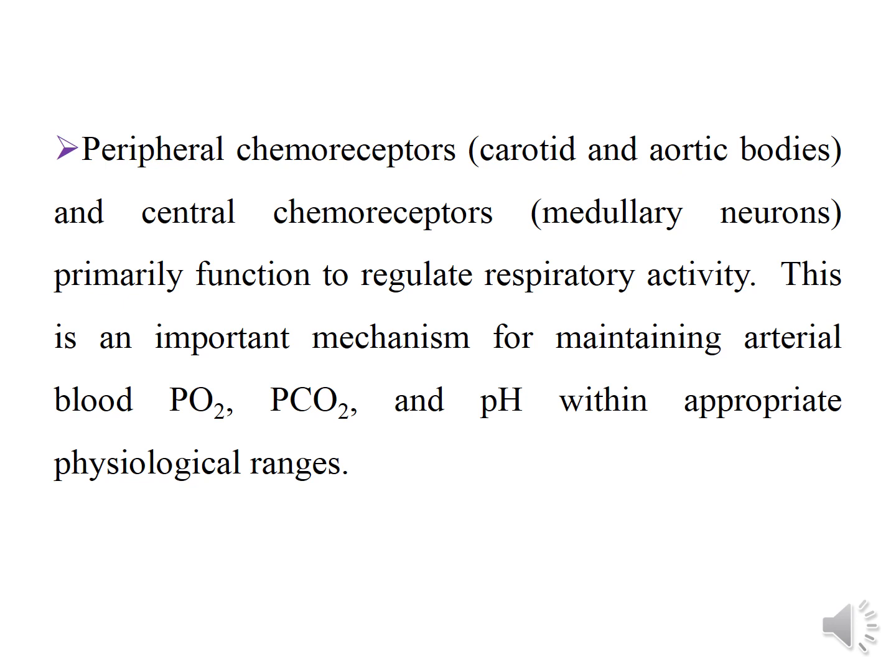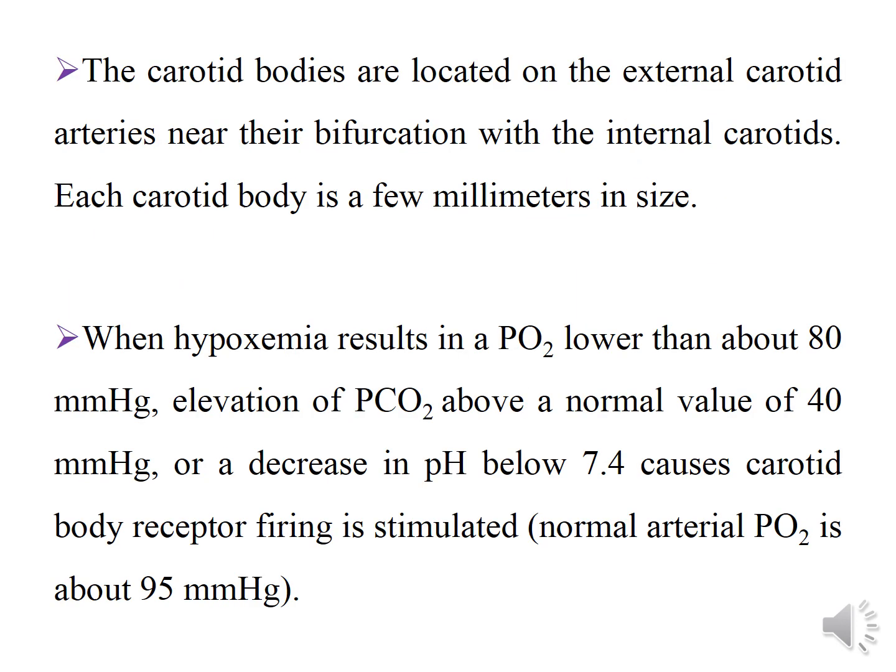Peripheral chemoreceptors in the carotid and aortic bodies, and central chemoreceptors in medullary neurons, have the primary function of regulating respiratory activity. This is an important mechanism for maintaining arterial blood oxygen tension, CO2 tension, and pH within appropriate physiological ranges. Carotid bodies are located on the external carotid arteries near their bifurcation with the internal carotids. Each carotid body is a few millimeters in size.